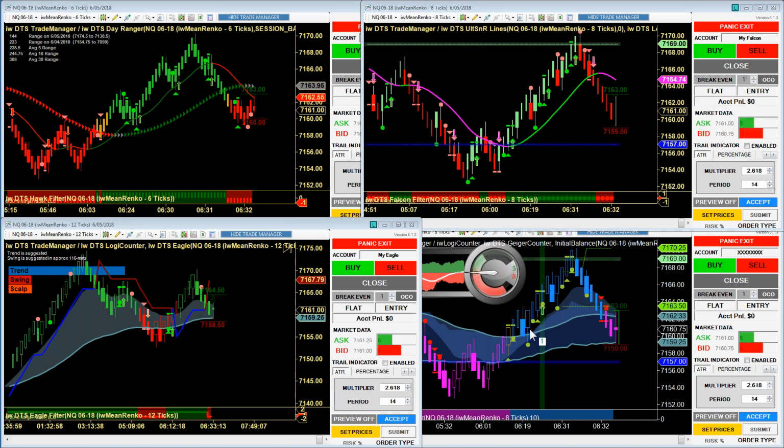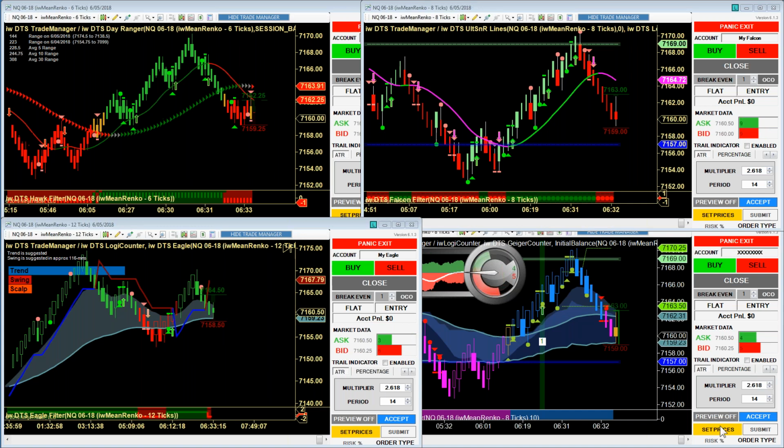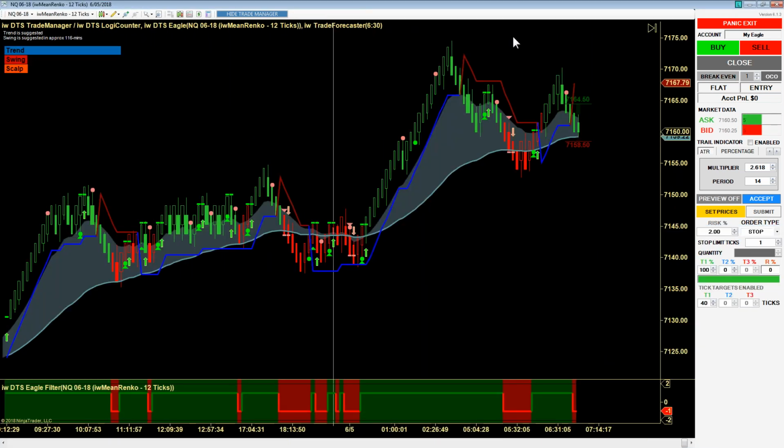All right, we got a little bit of a test of the extreme going on here with the eagle. So the market coming up now, trying to retest the high. This technically is a rule of three signal. That is a counter trend signal for the eagle.